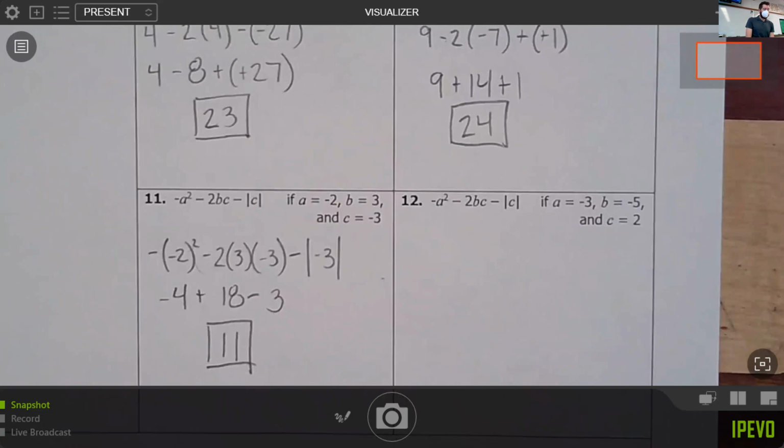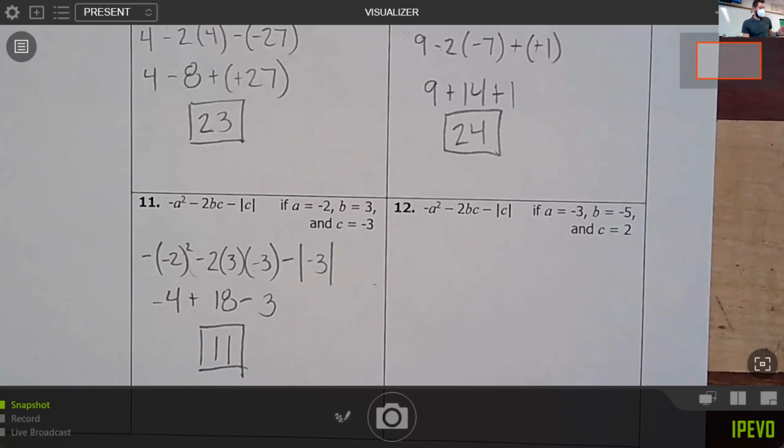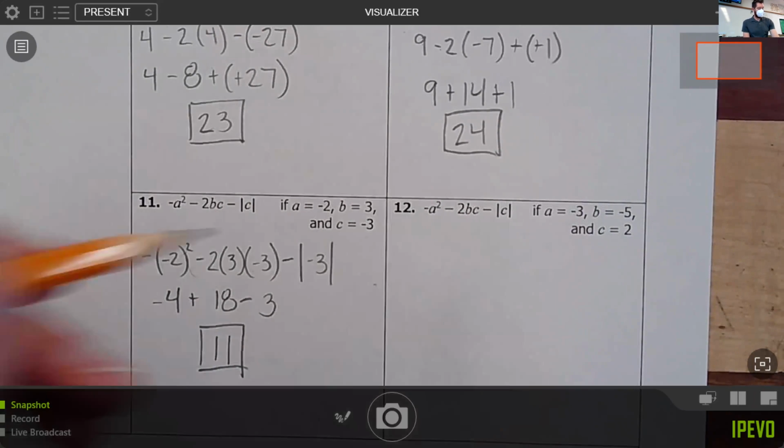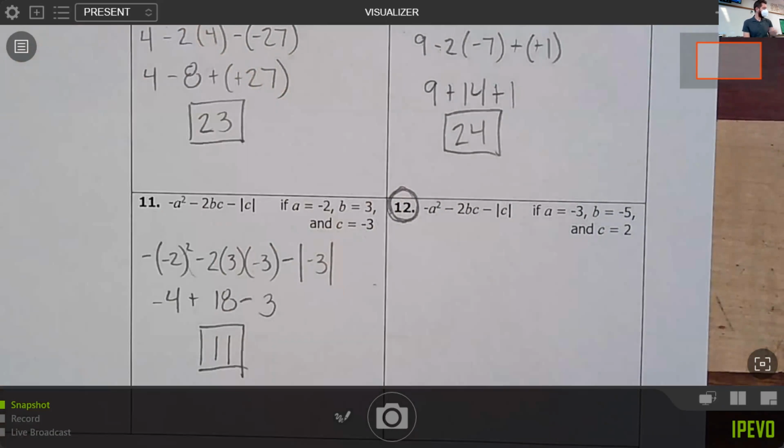All right, last one, number 12. Same initial problem. I want you to try this one on your own. Give this one a go. I'll give you 2 minutes. 2 minutes to work through that. See what you can come up with.